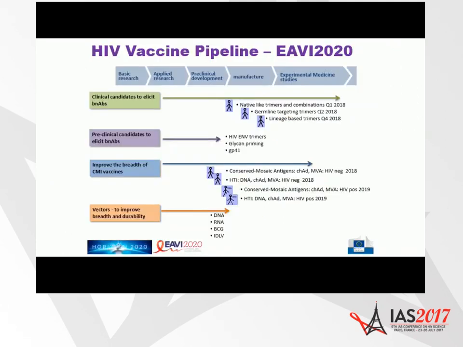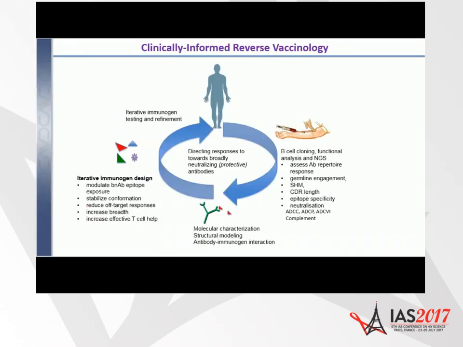This is the pipeline of what we're doing in Europe in terms of getting trimers into some small-scale immunogenicity studies. We have three phases of those. You will hear from our next speaker some efforts to get T-cell vaccine approaches into clinical trials. And we also heard yesterday that the NIH has a range of studies planned for the end of this year and the beginning of next year, working on the BG505 SOSIPs. So there are many things coming through now into small experimental medicine studies.